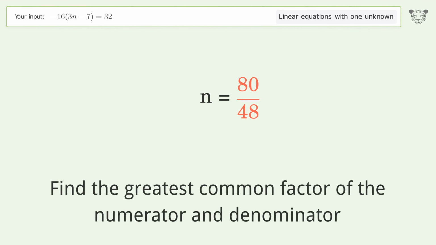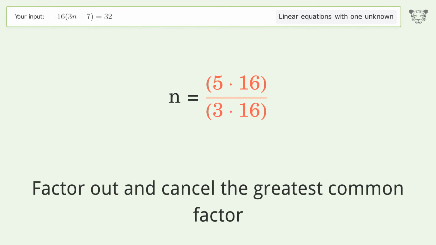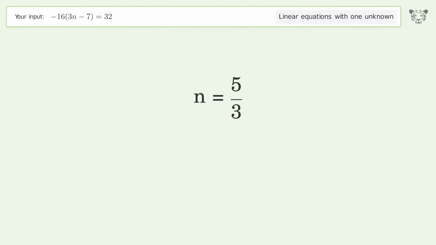Find the greatest common factor of the numerator and denominator. Factor out and cancel the greatest common factor. And so the final result is n equals 5/3.